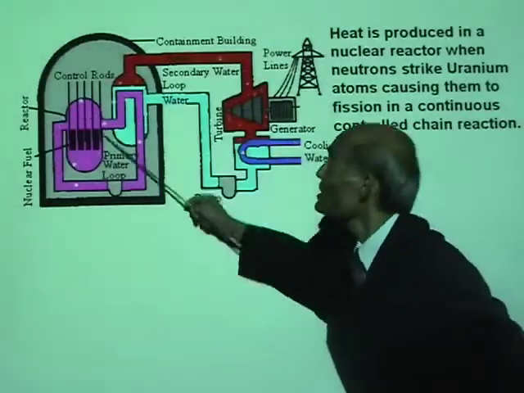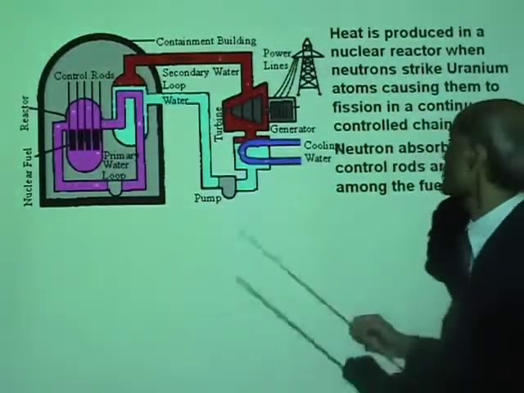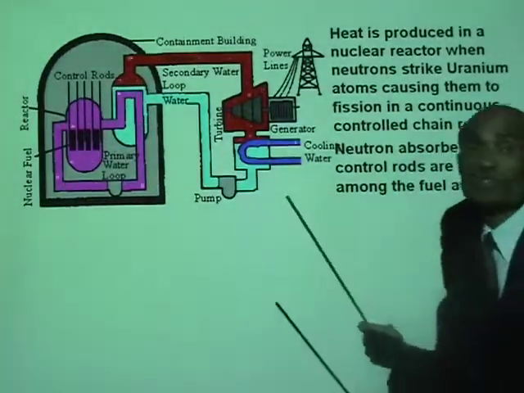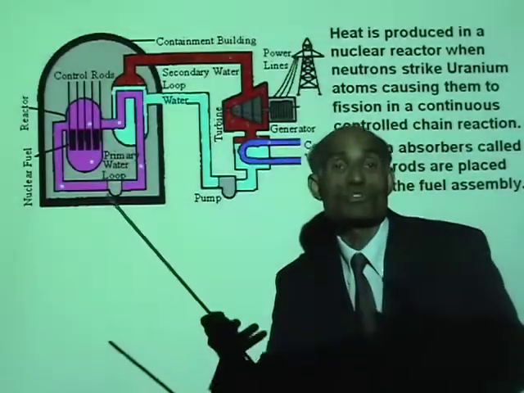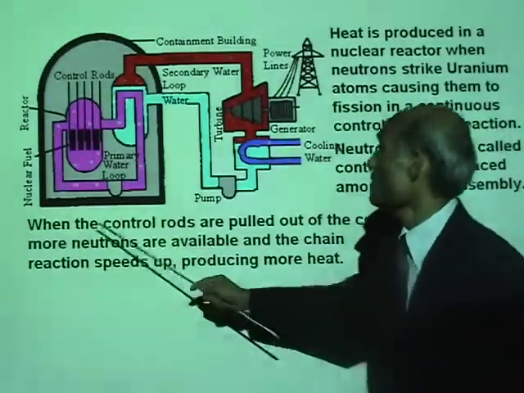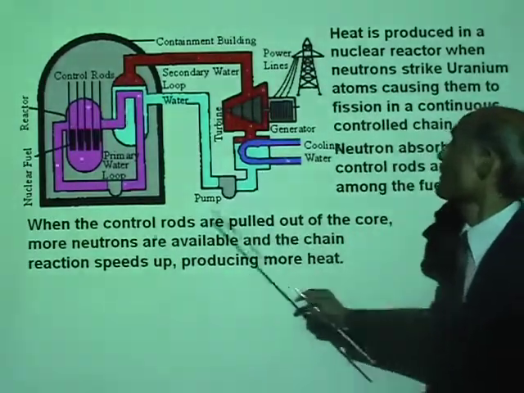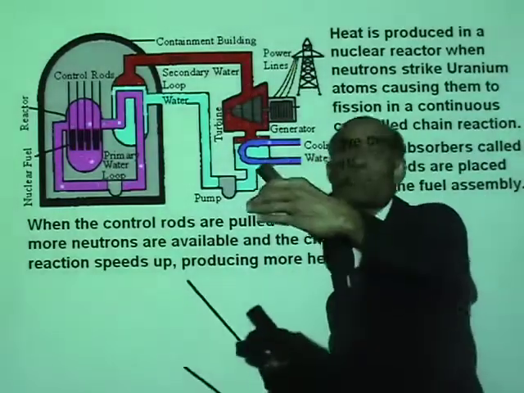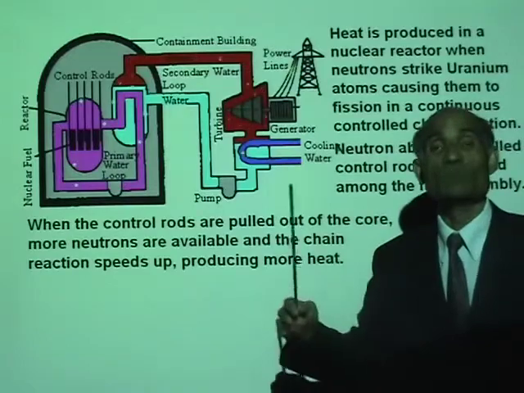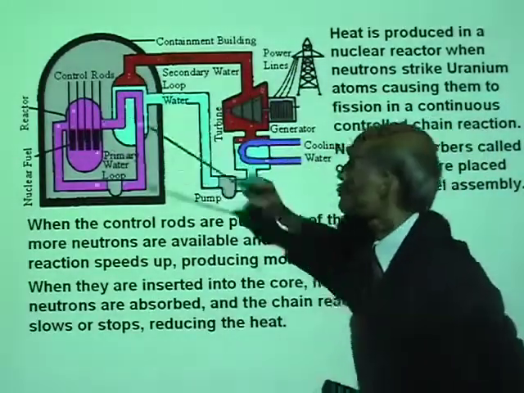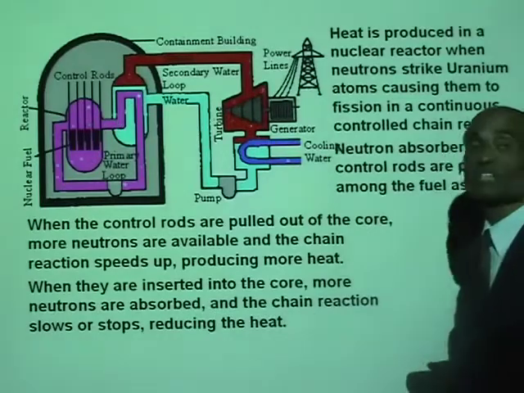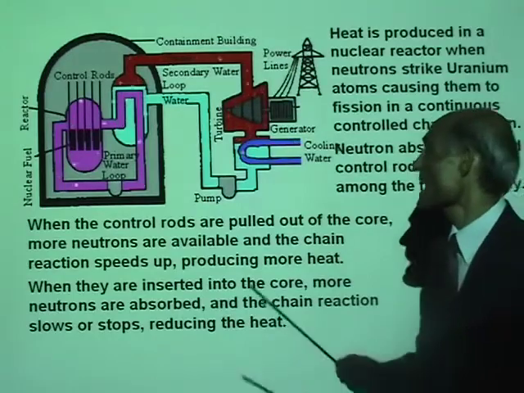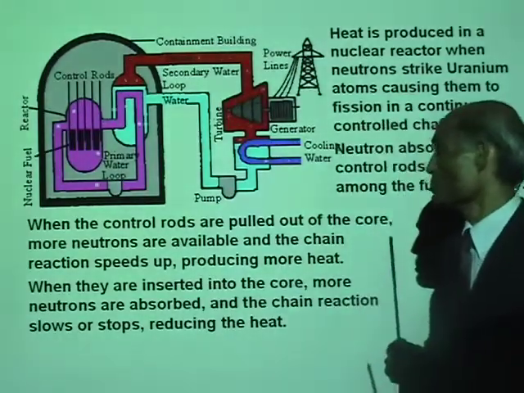Okay, heat is produced in a nuclear reactor when neutrons strike uranium atoms, causing them to fission in a continuous, controlled chain reaction. And neutron absorbers called control rods are used among the fuel assembly to control the rate of reaction. When the control rods are pulled out, more neutrons are available and the chain reaction speeds up, producing more heat. If you want to slow down, you pull the control rods in. When they are inserted into the core, more neutrons are absorbed and the chain reaction slows or stops, reducing the heat.